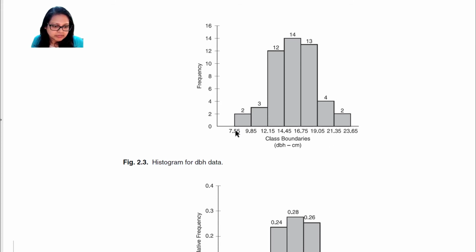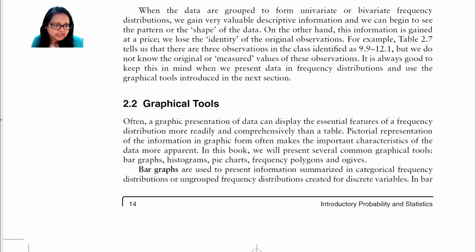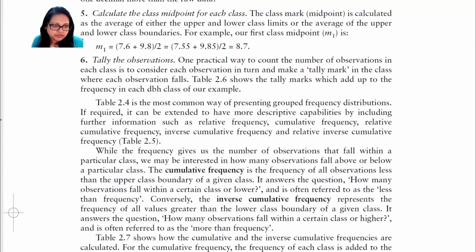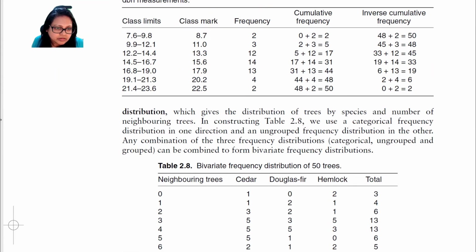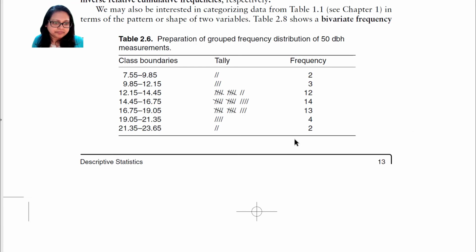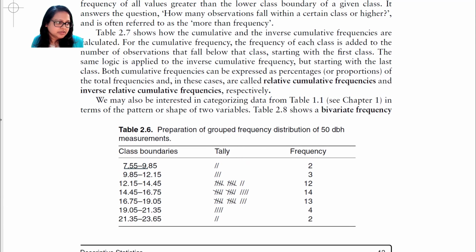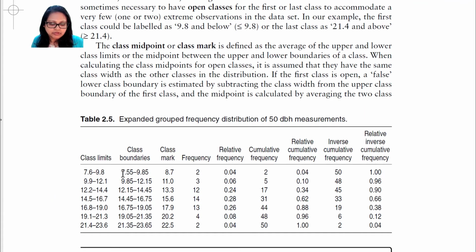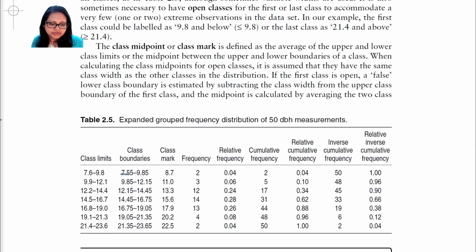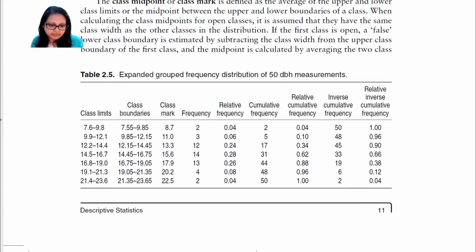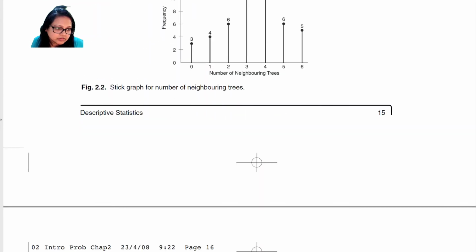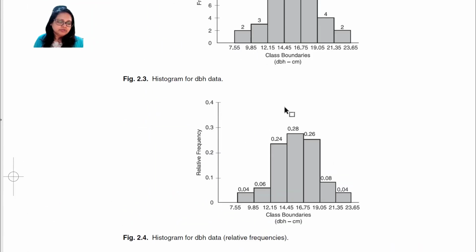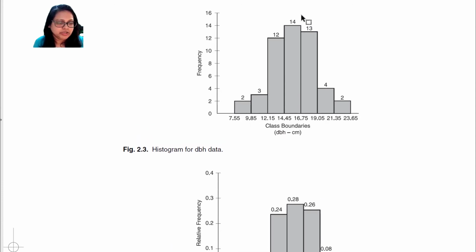So you can see the class boundaries we used in here, 7.55. You will see that in the table in your textbook. Let me show you. Okay, the class boundaries we have in this table are 7.55 and 9.85. So we usually use the class boundaries 7.55, 9.85, all these. You can see we use those class boundaries, and we try to see in each of those groups how many frequencies we found. Then we create the histogram.